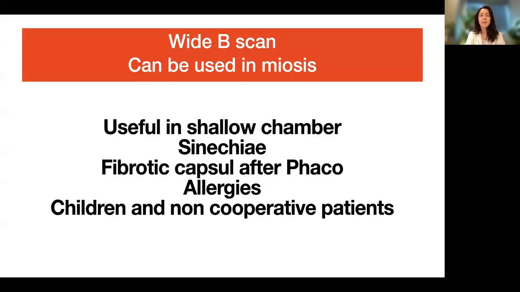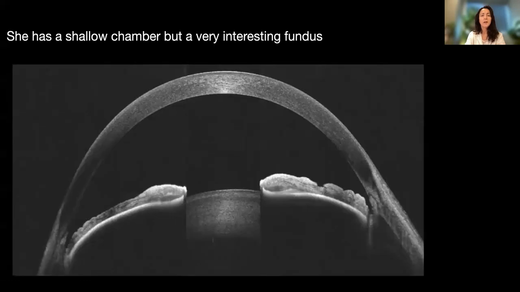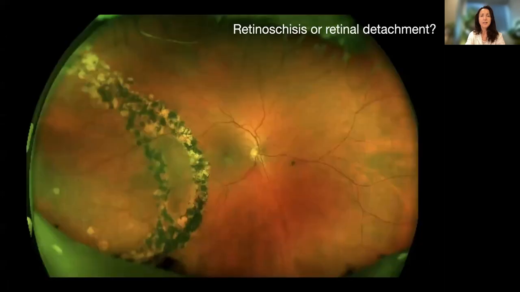I observed that the wide field is very useful in miosis, as any time when we have a shallow chamber, synechia, fibrotic capsule, allergies to mydriatic drops, or non-cooperative patients. Look at this patient. She has a shallow chamber. She doesn't like to be dilated, but she has a very interesting fundus.